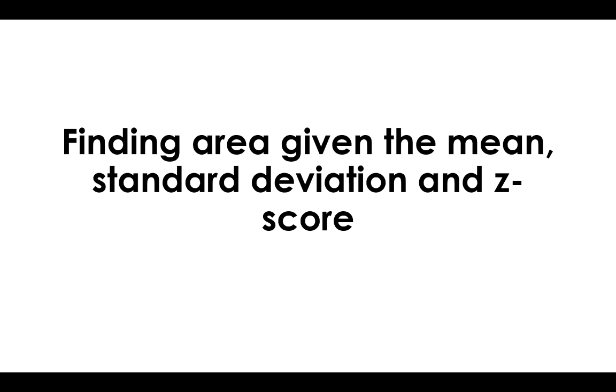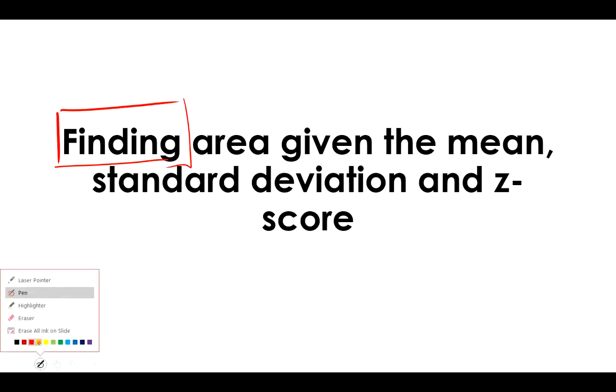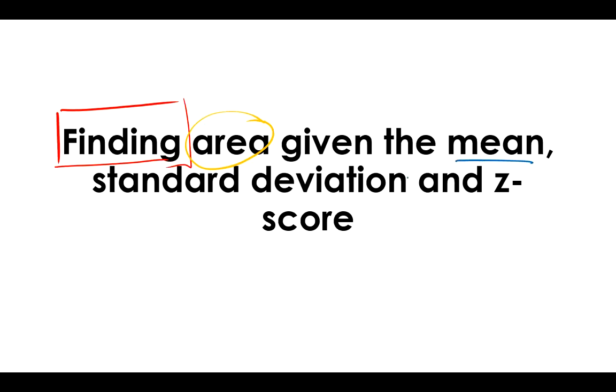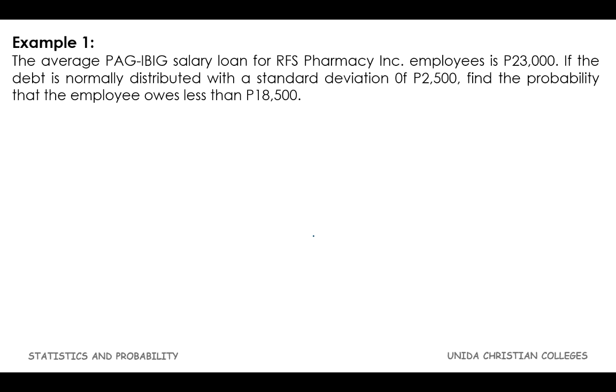Finding the area given the mean, standard deviation, and z-score. Okay po. So, kapag hinahanap natin ang area, ang lagi nating titingnan given is kailangan nandun si mean, nandun si standard deviation, at si z-scores. Okay, let's have the first problem.